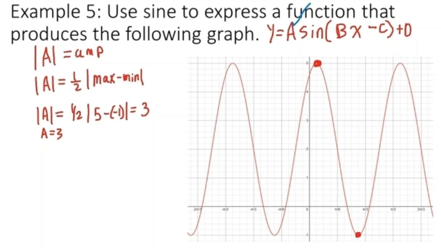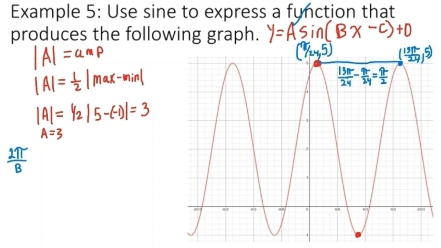The easiest way to figure out our period is we're going to find the distance between our two consecutive maximum values. According to our graph, our maximum points occur at pi over 24 and 3 pi over 24. So how far apart are these 2 points? Well, we'll subtract the x components, and we get that they're pi over 2 units apart.